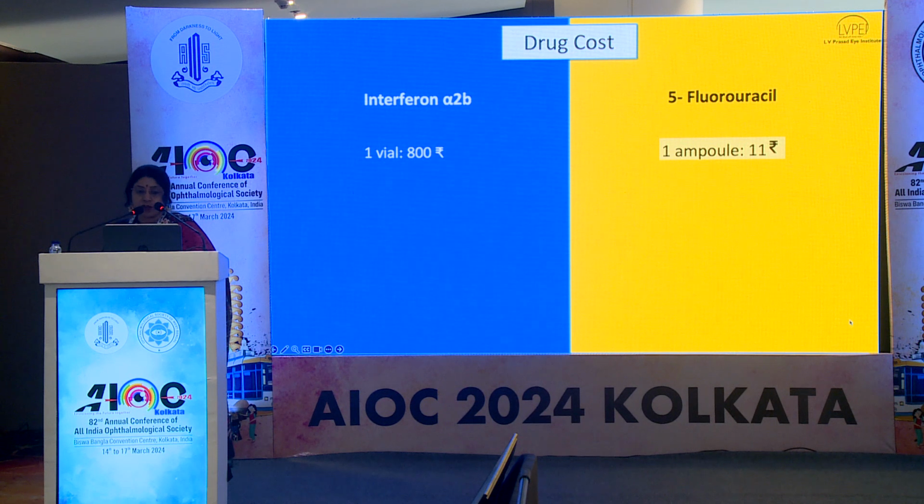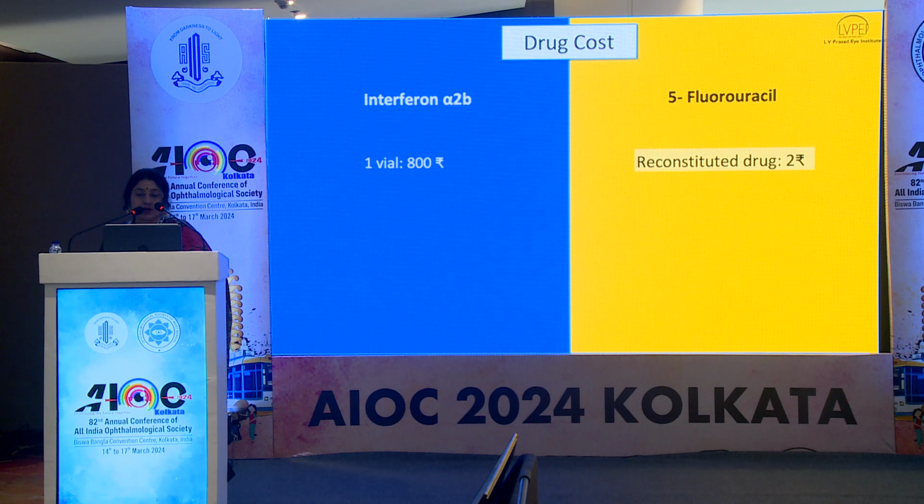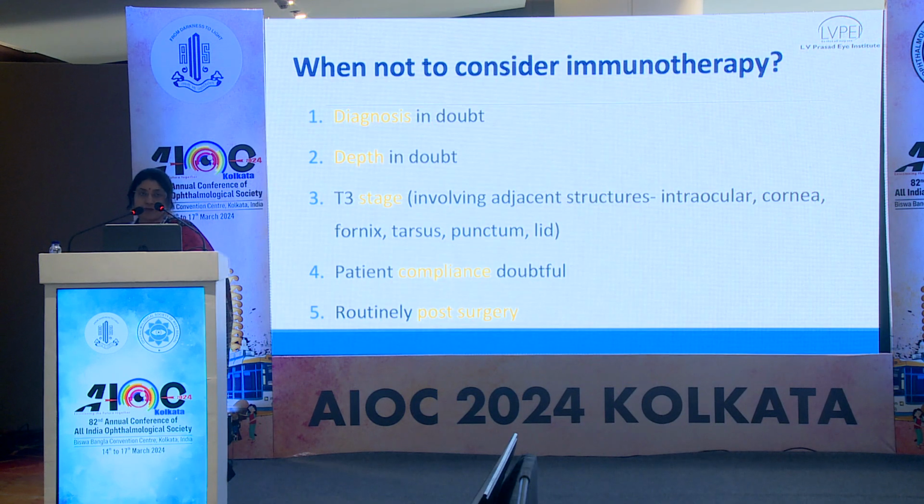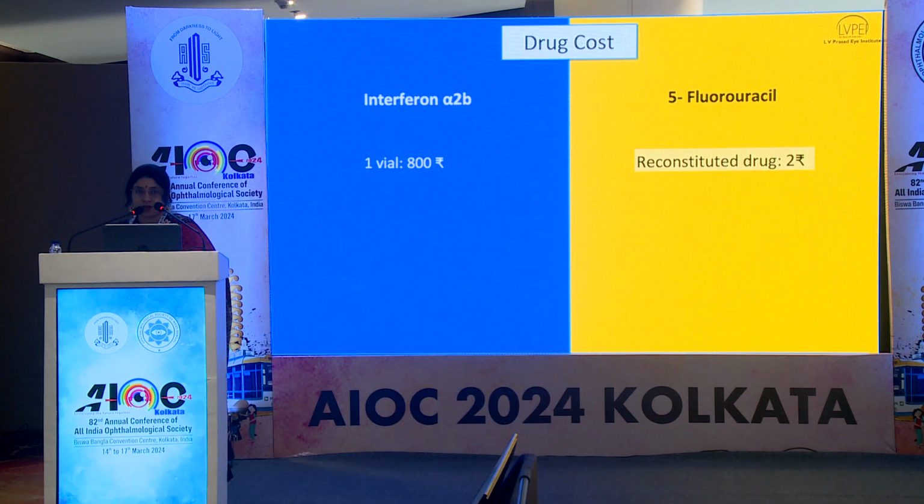Moving on to the drug cost, interferon is not very costly, but one vial costs around 800 rupees, whereas one ampule of 5-fluorouracil costs around 11 rupees, and from one ampule multiple vials can be made, so the reconstituted drug cost comes to around 2 rupees. So 5-fluorouracil is much cheaper compared to interferon alpha 2b.